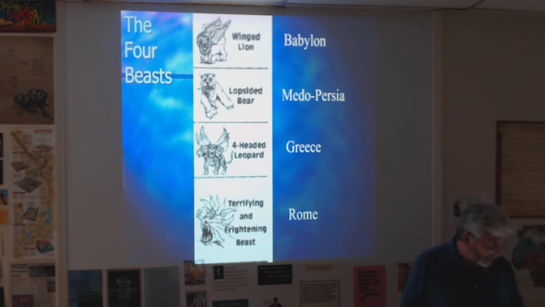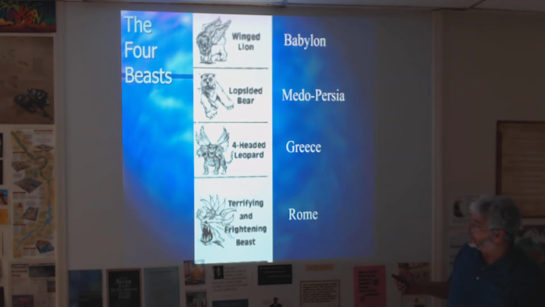The Grecian winged leopard. Why would it be winged, do you think? What would wings do for a leopard? Fly. It could fly, which means it could go faster, right? And that's what it indicates for Greece. Alexander the Great traveled faster and conquered more land than any other man in all recorded history. It moved fast.